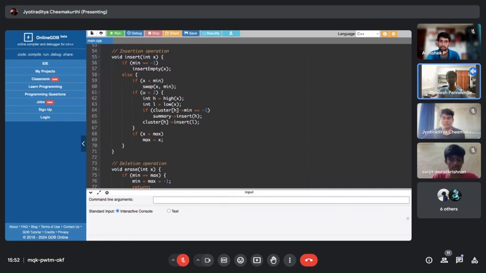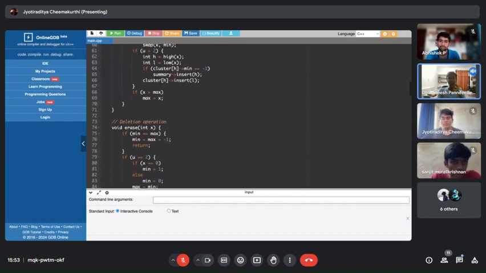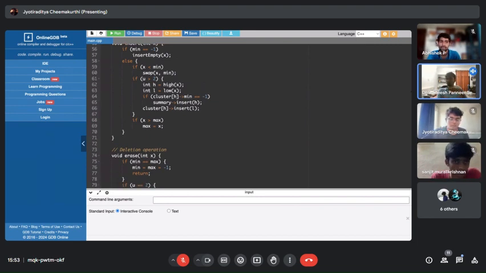Insert, as I said before, checks if the tree is empty. If the tree is empty, then it just calls insert empty. In that case, you know that the minimum and maximum are going to be X. Otherwise, it inserts the value and checks whether it's the minimum or the maximum. In case it's the minimum, it'll swap. We have a swap function for that. It'll swap the values and give you the minimum value at that particular point in time.